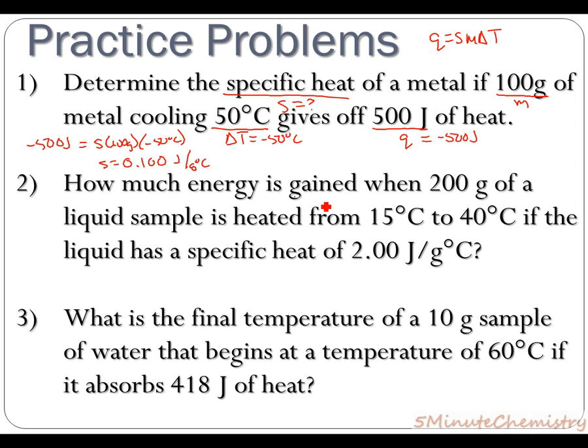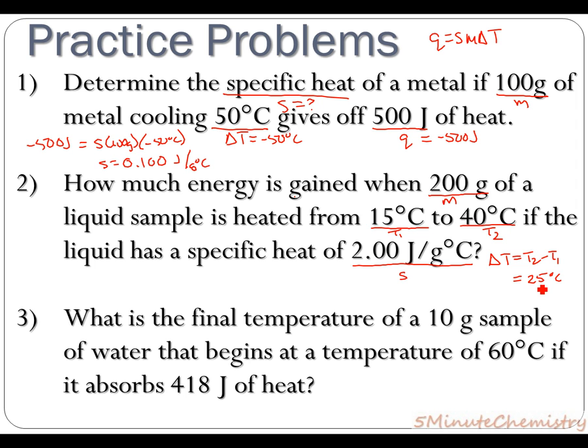Now, the next question: how much energy is gained when 200 grams of a liquid sample, so 200 grams, this is a mass, is heated from 15 degrees Celsius to 40 degrees Celsius. So this is the initial T1, and this is T2. If the liquid has a specific heat of 2 joules per gram Celsius, so this is my S. What I'm going to do here is first put together my delta T. Again, recall delta T is T2 minus T1. So 40 minus 15, the delta T is 25 degrees Celsius, and that's a positive value.